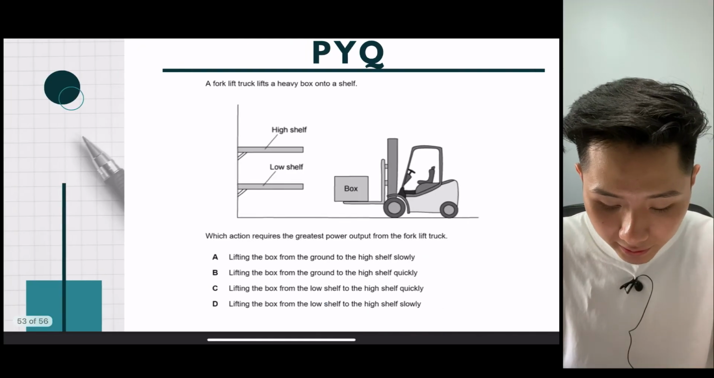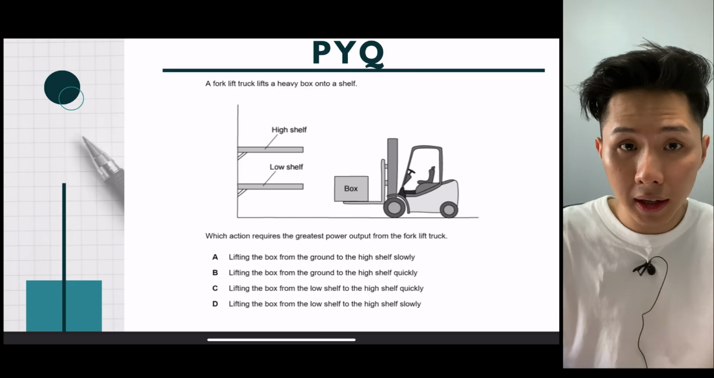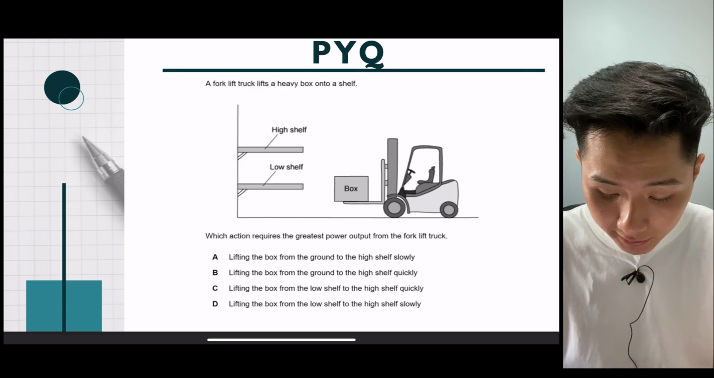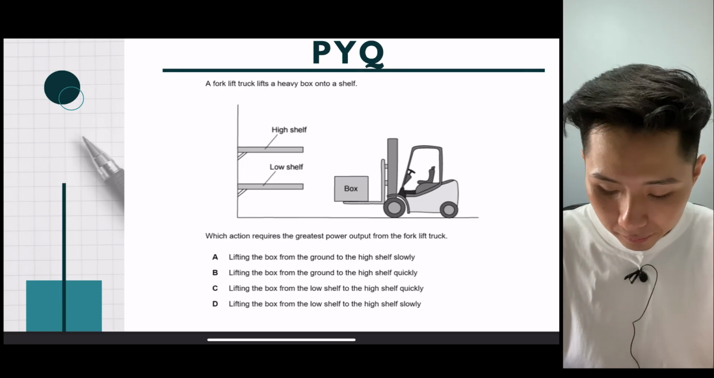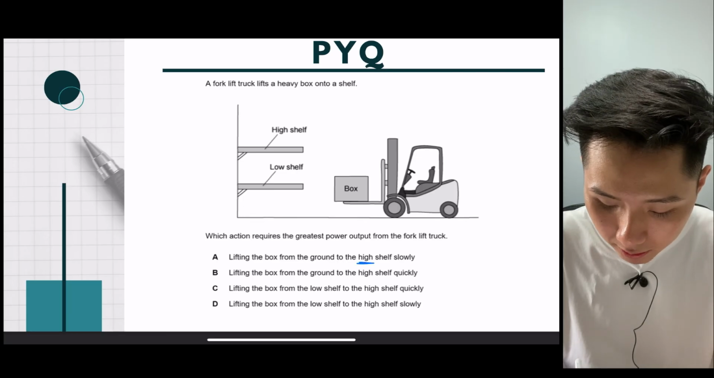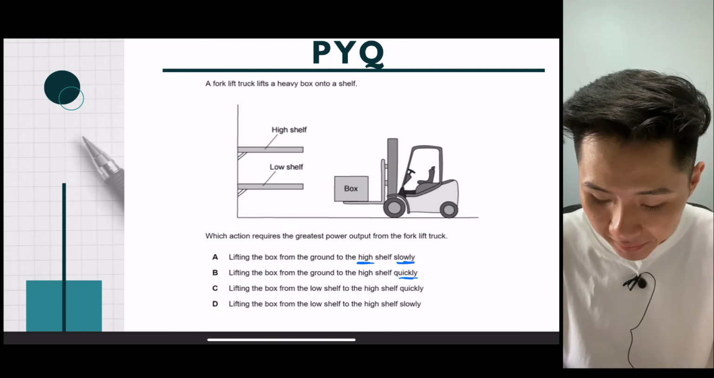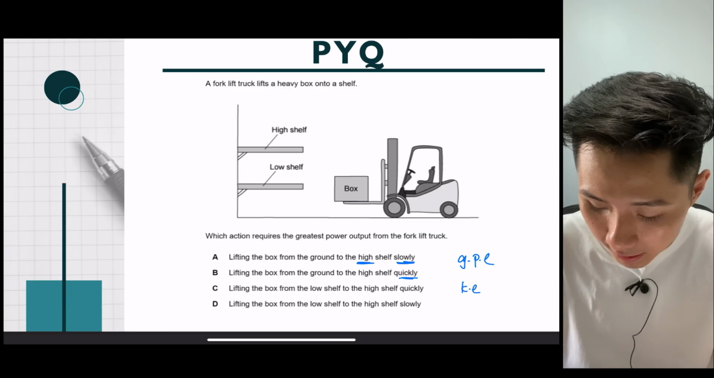Right, so let's move on. Next one, which action requires the greatest power output from the forklift truck? Even though we haven't learned the topic power yet, one way we can solve this is that we just check out which, so we have two conditions here, whether it's high or low, and then whether it's slow or quick. And we know that this question involves G.P.E and also kinetic energy.